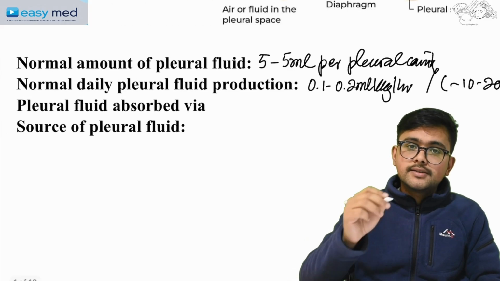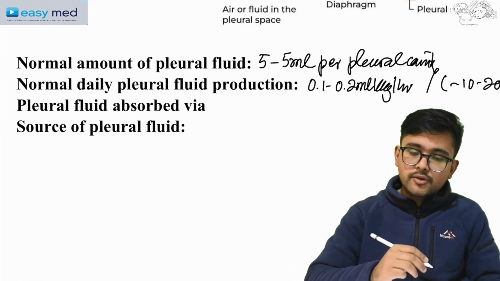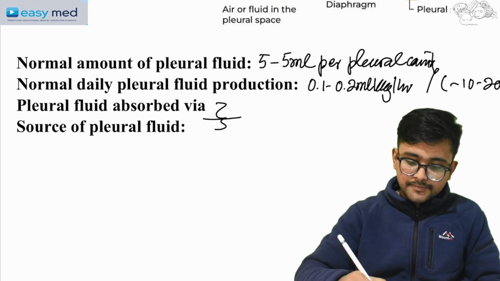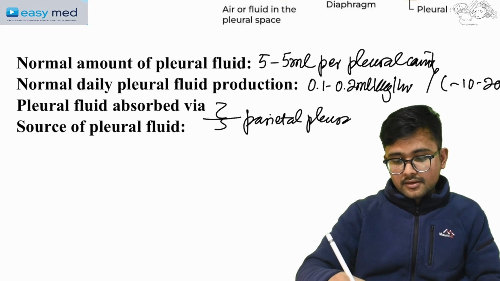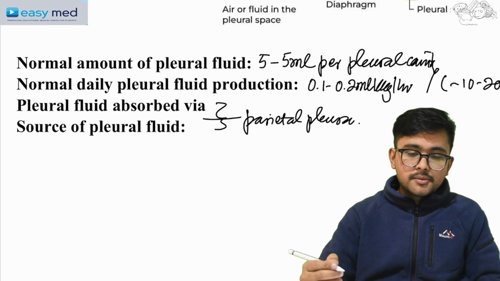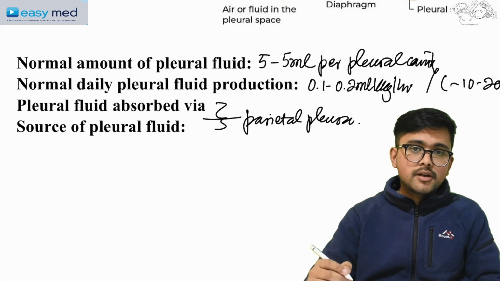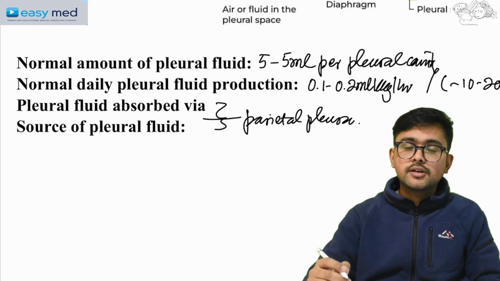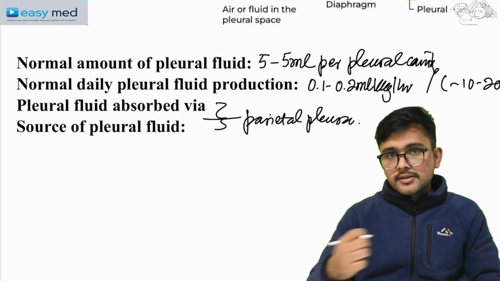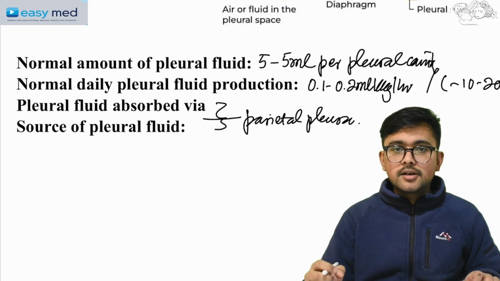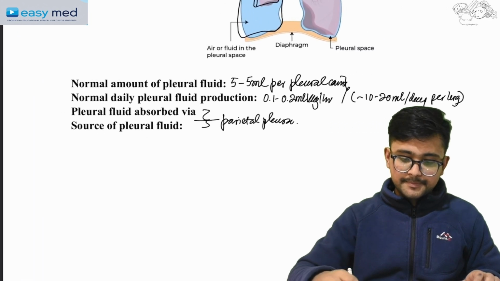The pleural fluid is produced as well as absorbed by the parietal pleura. So what produces pleural fluid are the capillaries of the parietal pleura. Again, just a reminder, parietal pleura is the pleura that attaches to the chest wall, and what drains the pleura is the lymphatics of the parietal pleura.